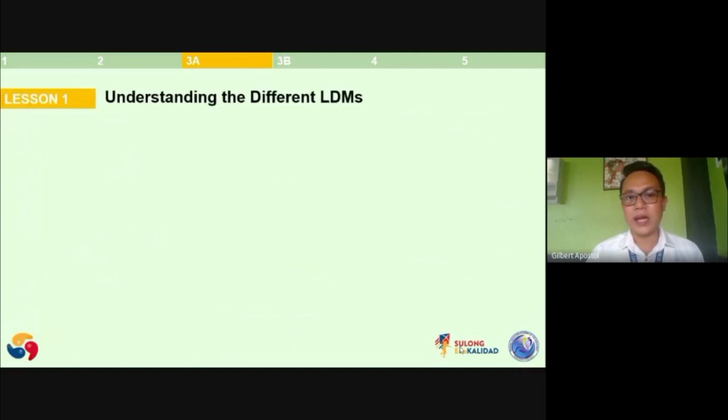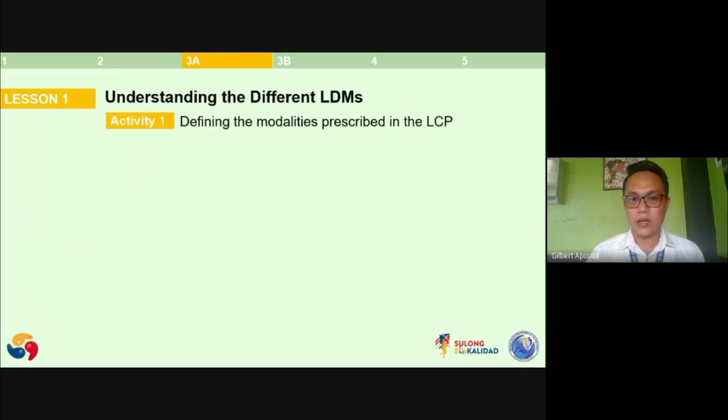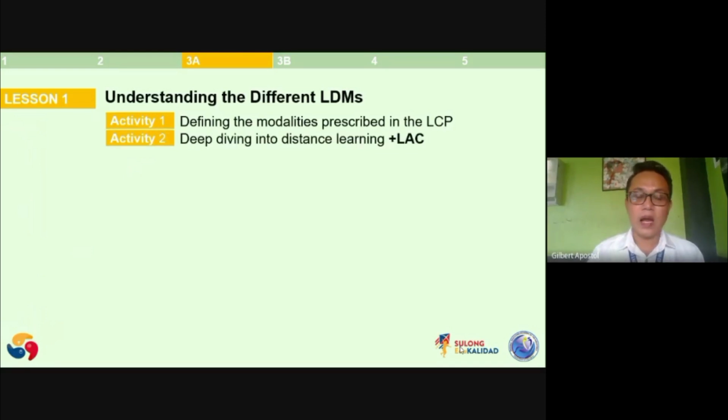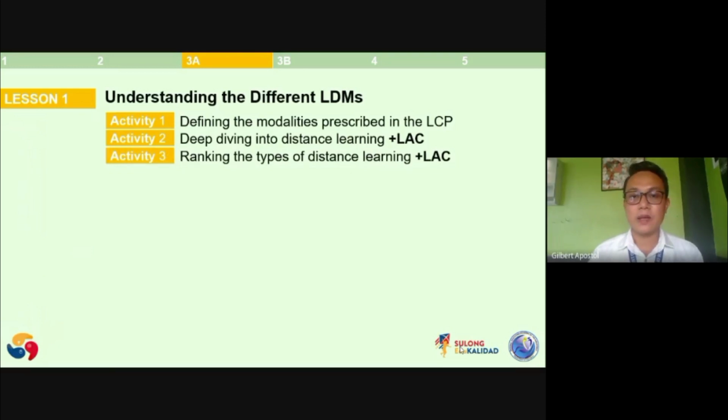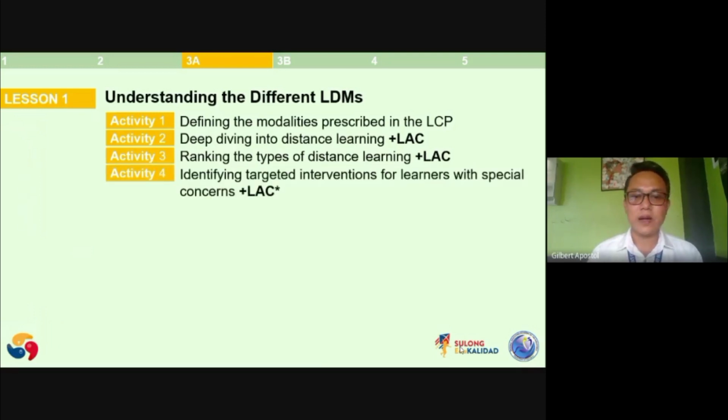Now for lesson 1, understanding the different LDMs, here are the activities. The first activity is defining the modalities prescribed in the LCP. Activity number 2 is deep diving into distance learning plus LAC. Activity number 3 is ranking the types of distance learning plus LAC. And activity number 4 is identifying targeted interventions for learners with special concerns and LAC.